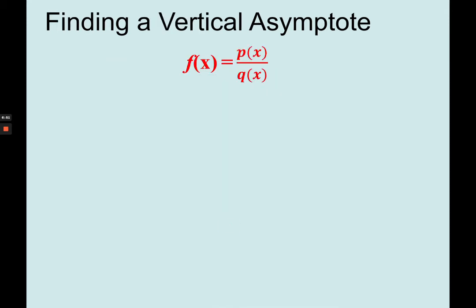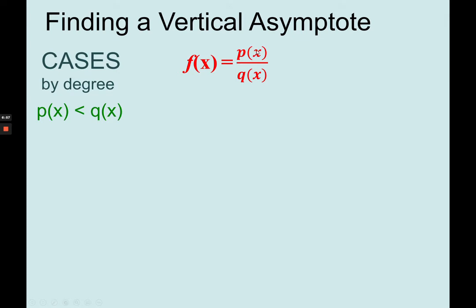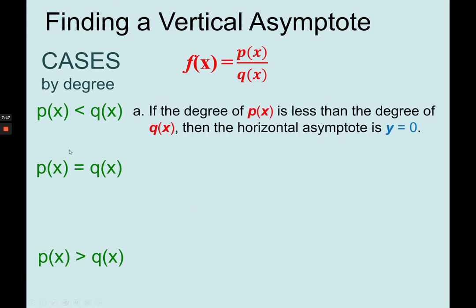There are 3 possible cases. The case is dependent on the value of the degree. If the degree of the polynomial function on the numerator is less than the polynomial on the denominator, we have this first case. The second case is when the degree is equal, or the degree of p of x is greater than the degree of q of x, which is the denominator. What if p of x is less than? If the degree of p of x is less than the degree of q of x, then the horizontal asymptote is y is equal to 0. Therefore, the asymptote is located at the x-axis, or the horizontal line y intersecting at 0.